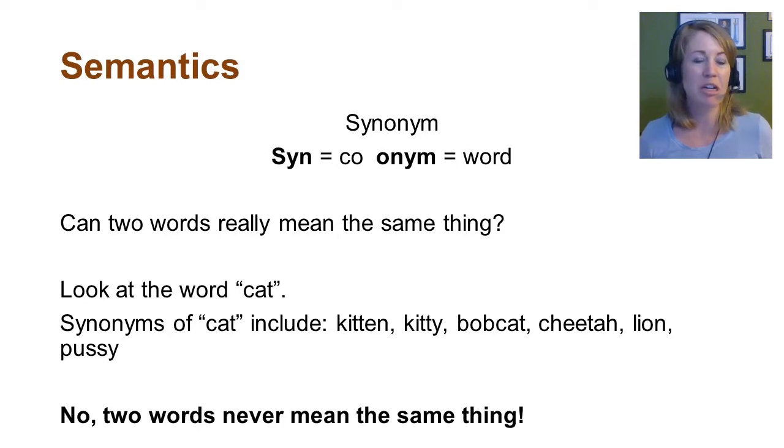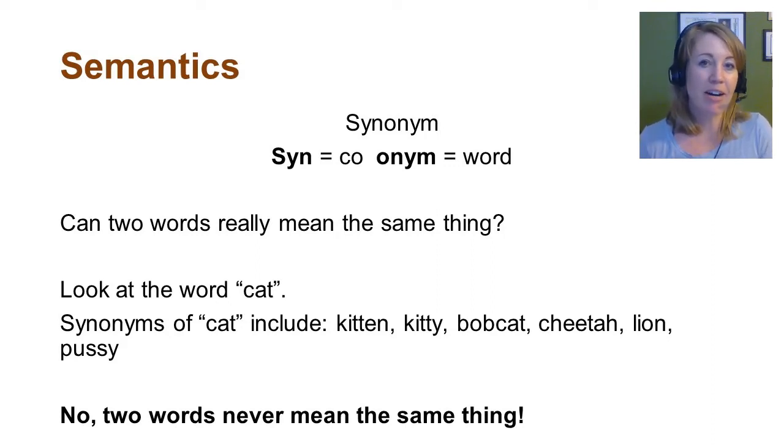Let's answer that question by looking at the word cat. Let's say you're writing a paper for me on cats, on the cat you have at home. Let's say I want to mix it up a little bit and I don't want to use the word cat 80 times in my paper. I want to use a synonym, right? What are some other words that also mean cat? So if I look up synonyms of cat, I get kitten, kitty, bobcat, cheetah.